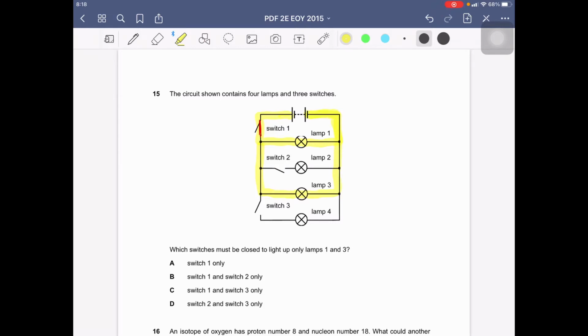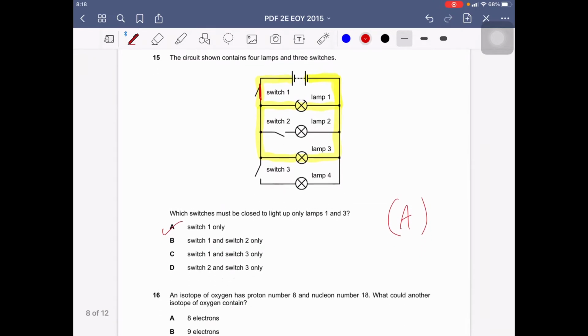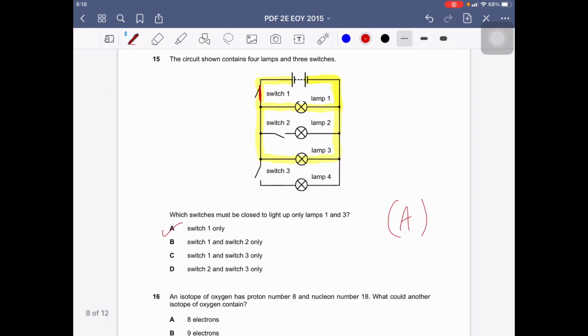Alright, so which switches must be closed to light up lamp 1 and 3? So the answer is 1. Alright. If you try the other options, you will find that you will not be able to get lamp 1 and lamp 3 to be switched on.